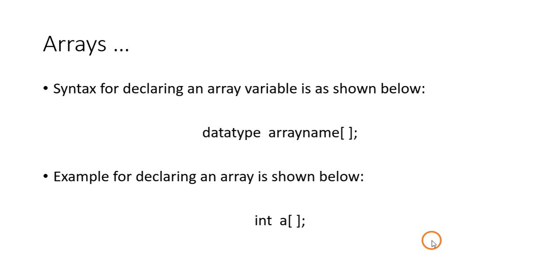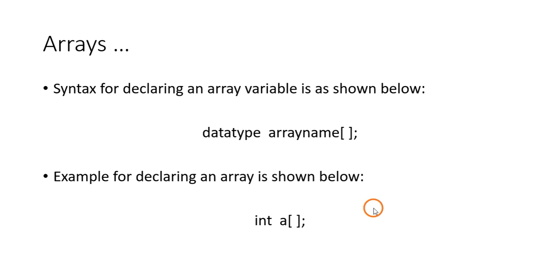Now, what is the syntax, or how do you create an array in Java? You simply write the data type, followed by the array name, followed by a set of square brackets. Whoever is coming from the C language knows that you give some size here. But in Java, you will not give any size here. That is the difference. In this example, the data type is int, the array name is a, and then a pair of square brackets.